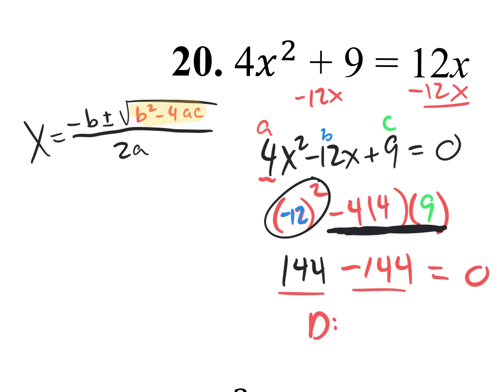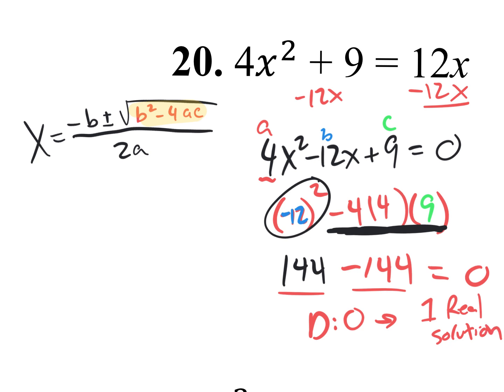So our discriminant is 0, which means how many real answers are we going to have? How many times will it cross the x-axis? It'll only cross at one location. That means it only has one real solution. So, one real solution.